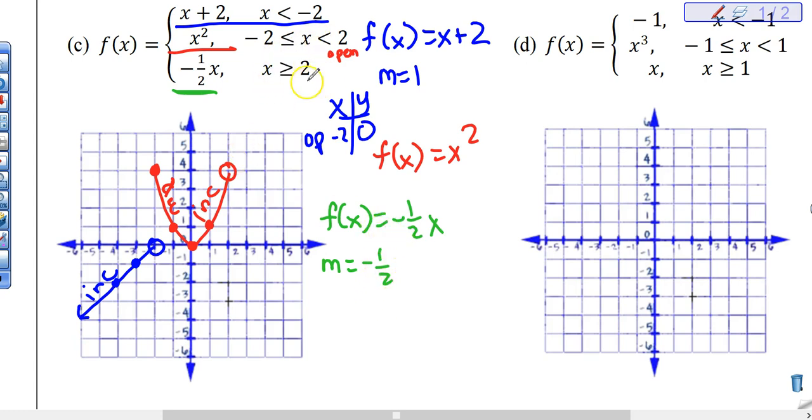So let's plug in a 2. -half times 2 is -1. Fill it in. You're going to include it. And that's okay because my vertical point above it is open, so that's good. And then it's got a slope of -half, so down 1, right 2. You can pretty much graph the ones that are linear fairly easy just by plugging in your first point in your defined domain. Okay, and that's decreasing.